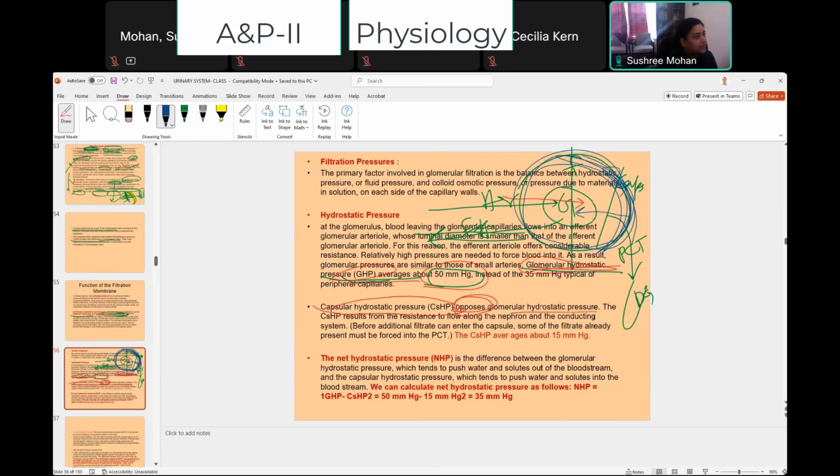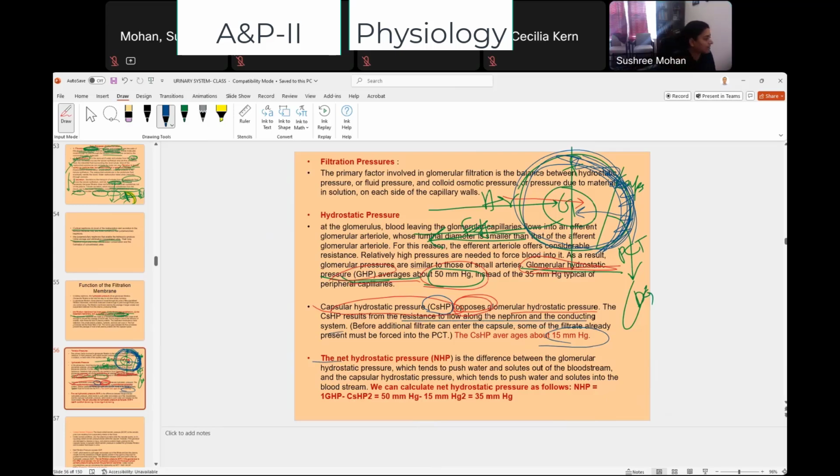So the pressure present over here of the fluid that is already there is going to offer some resistance to the GHP in the opposite direction, and we'll call that CSHP, or capsular hydrostatic pressure. And the CSHP is about, say, 15 millimeter mercury pressure. That is the capsular hydrostatic pressure, which is opposing it. It is the resistance to flow along the nephron and conducting system.